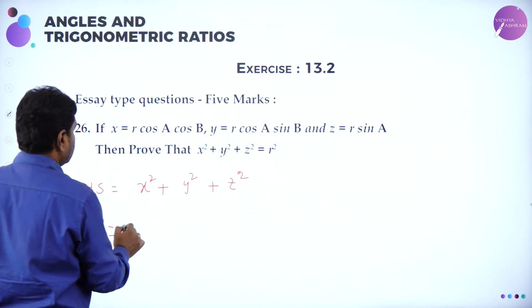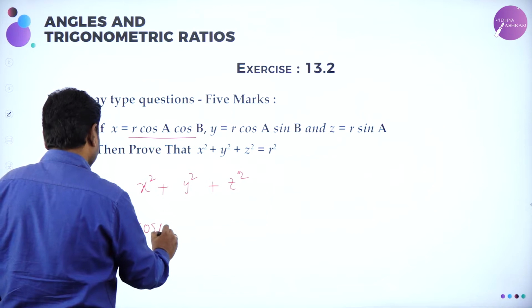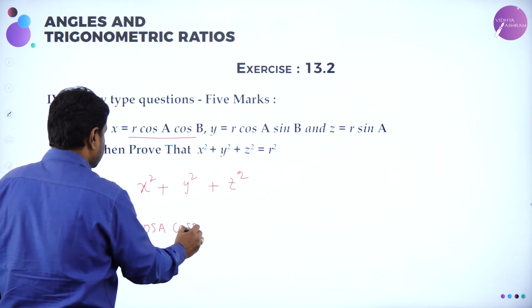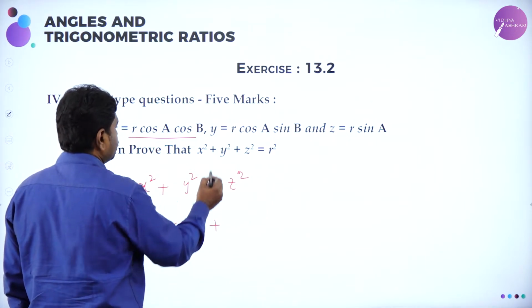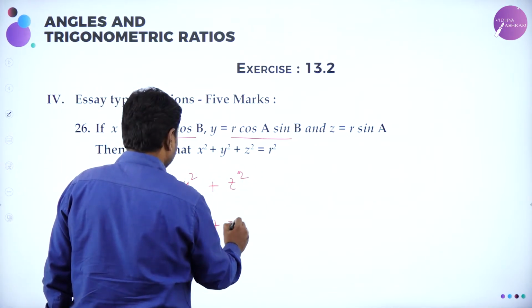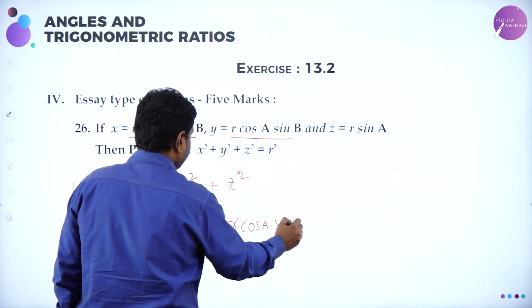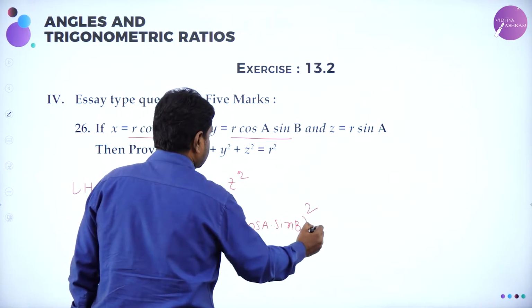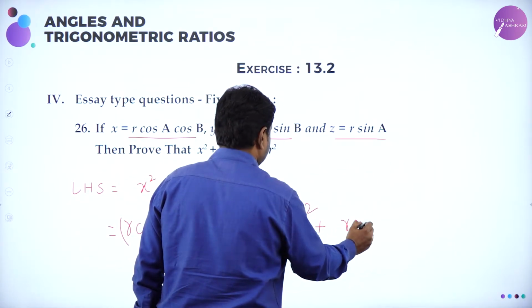Now what is x given? X they gave r cos A cos B. So it will become r cos A cos B whole square. X square means r cos A cos B whole square plus y square. What is y? R cos A sin B, r cos A sin B whole square, plus z square. Z is r sin A, r sin A the whole square.